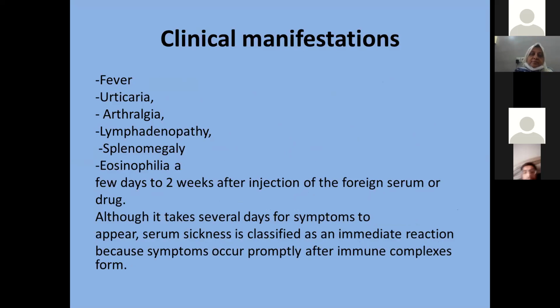So the person can experience fever, urticaria, which means rashes on the skin, red hot skin, pain in the joints, arthralgia, lymph glands can enlarge, spleen can enlarge. Eosinophilia is a very important finding in these allergic reactions. So it takes sometimes several days to develop.